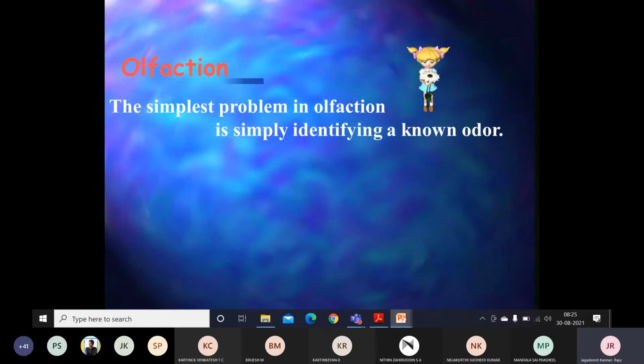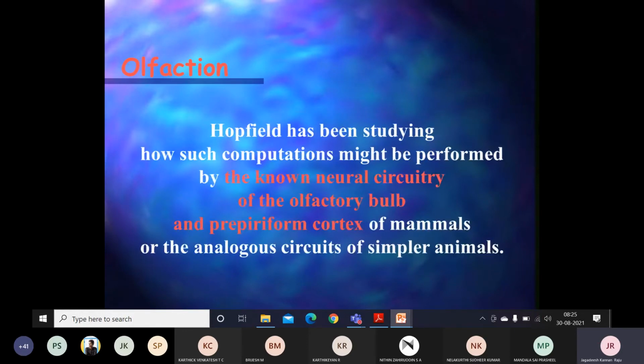Then olfaction. The simplest problem in olfaction is identifying a known odor. A known odor may be a scent, or a bad smell, or a good smell, whatever may be the case. So Hopfield has been studying how such computations might be performed by the known neural circuitry of the olfactory bulb and piriform cortex of mammals or analogous circuits of simpler animals.